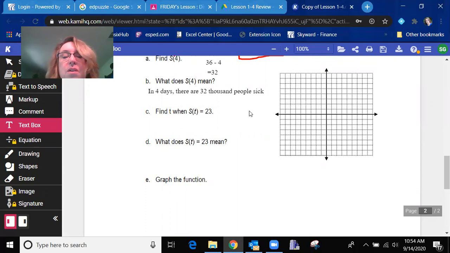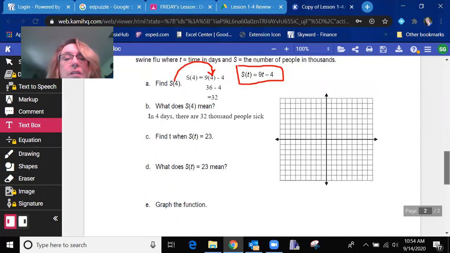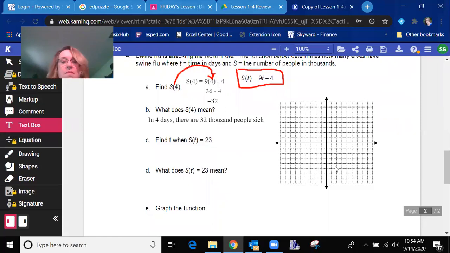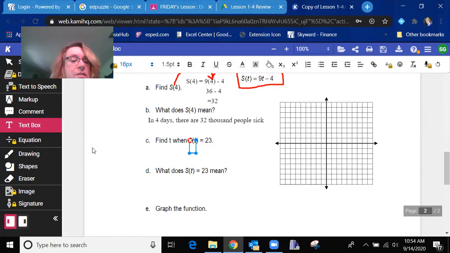when S of T equals 23. So they give us Y, and we have to find X. They give us the Y, and we need to find the X. So I'm going to take my function, and it's equal to 23. So what are we solving for? What letter? For x, which is the t in this case.